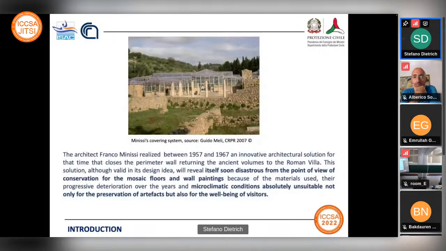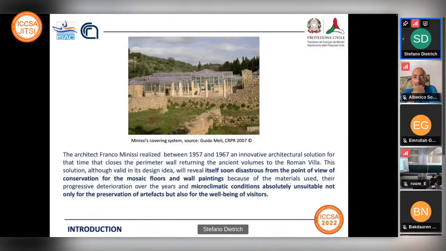Between 1957 and 1967, Franco Minissi realized an innovative architectural solution for the time, closing the perimeter wall and restoring the ancient volumes to the Roman villa. But this solution, although valid in the design idea, soon turned out to be disastrous from the conservation point of view for the mosaic floors and wall paintings, due to the material used, the progressive deterioration over the years, and microclimatic conditions that were unsuitable not only for the conservation of the artifacts, but also for the well-being of visitors.